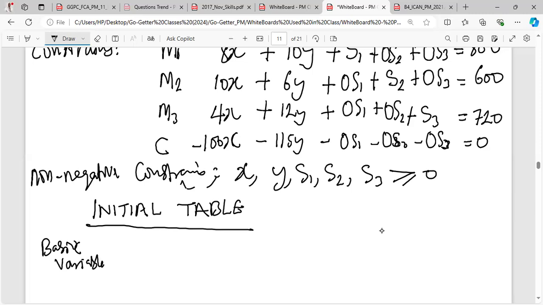Then we have our x, our y, s1, s2, s3. Then we have our solution quantity.